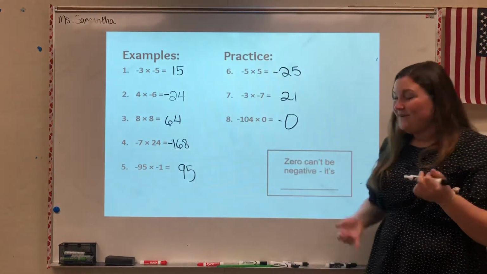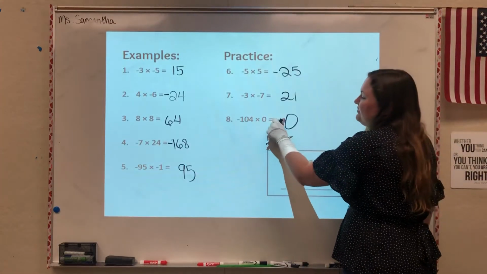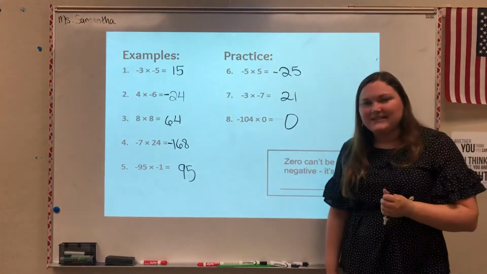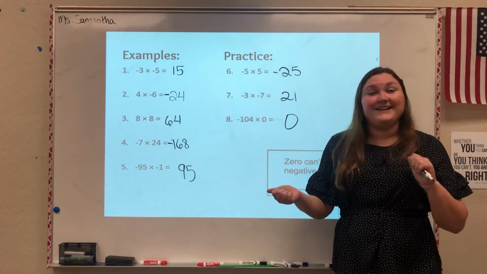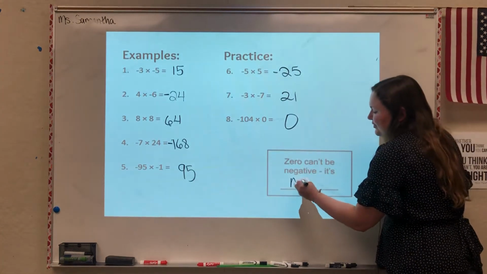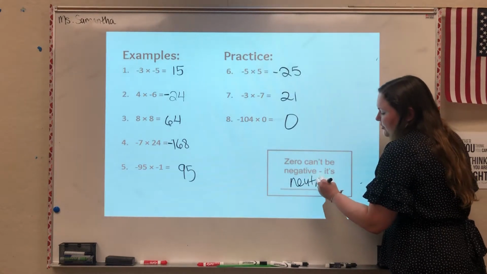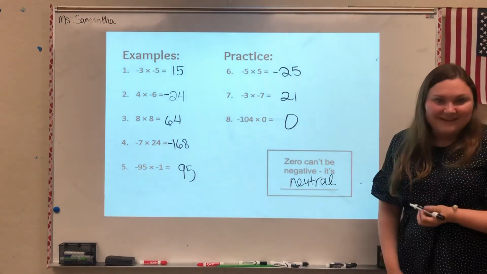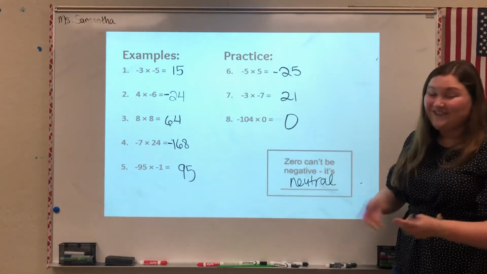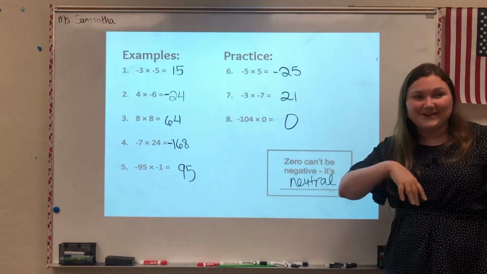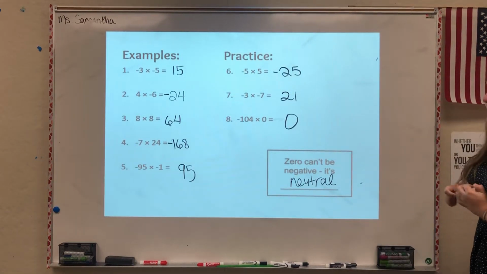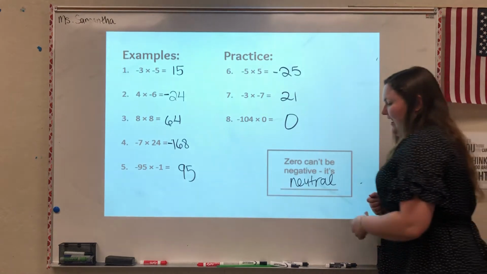0 is 0. If you get an answer of 0, there shouldn't be any sort of sign there because 0 actually does not have a sign. It's not positive. It's not negative. The word we use for 0 is neutral. Neutral means it has no sign. 0 is also the only number we have that is neutral. Everything else is either positive or negative. So these right here are 8 examples of what multiplying integers look like.